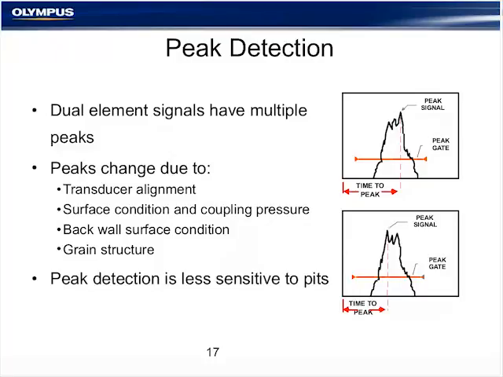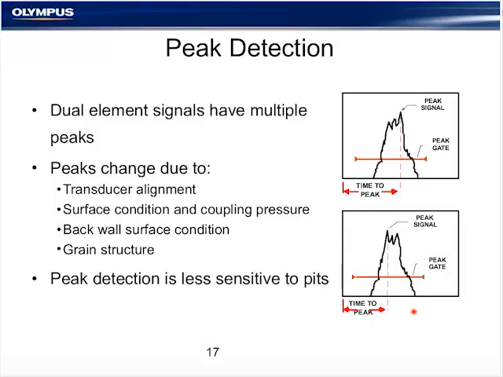Likewise, especially in the case of pitting in corrosion applications, it's very common for the signal to have multiple peaks from a single back wall signal. This is illustrated in this slide here. You can see that in the top case, we have a peak signal that's maybe 3 or 4 lobes into this waveform. And as you move the transducer over different levels of pitting and surface or back wall roughness, you can actually get a switch in the highest amplitude peak from this overall signal.